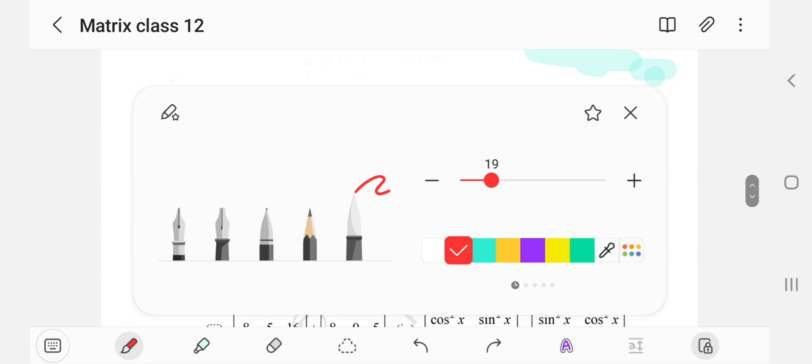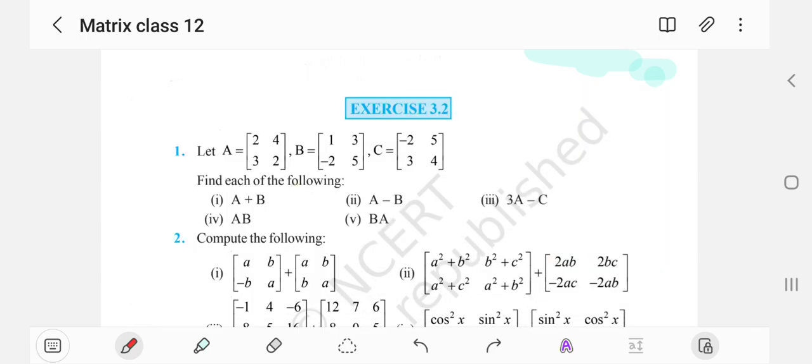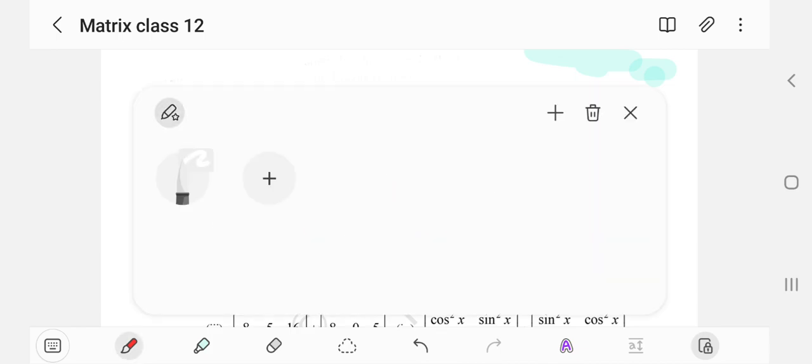In the very first question, what are we asked? We are given the A matrix and the B matrix. Now, we have to find A plus B, A minus B, 3A minus C, AB and BA. You can very easily find all these things as I have explained with the help of various examples. But let me show you some parts of it.